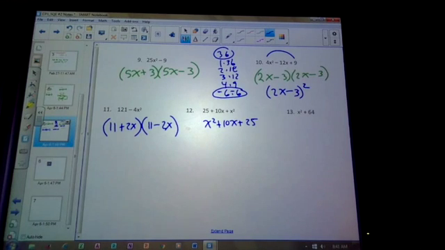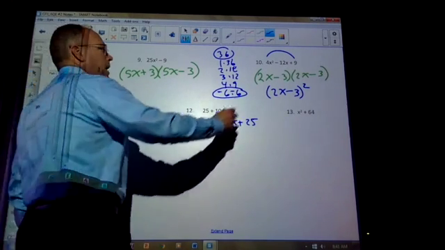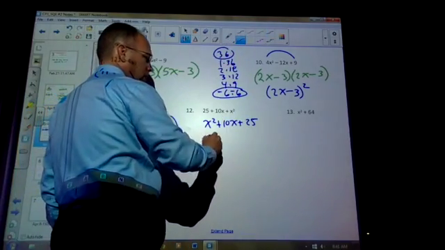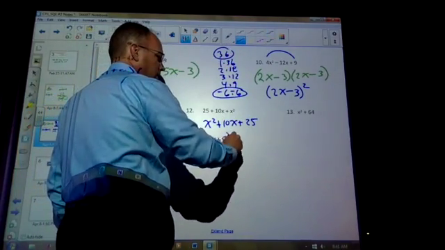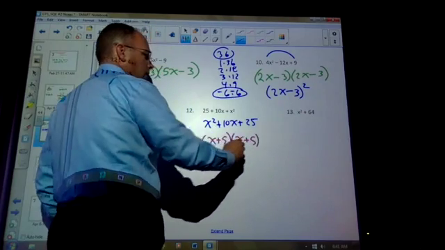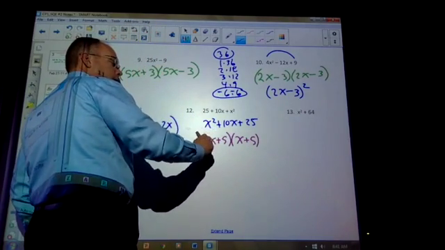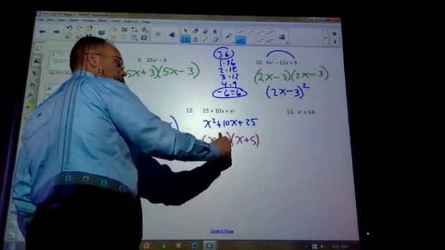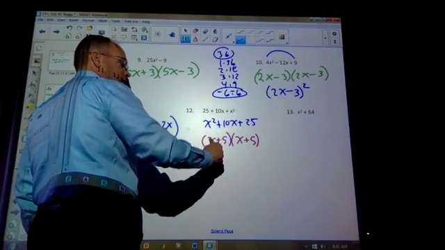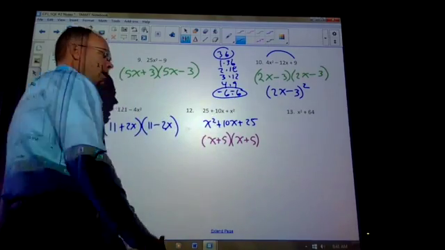My first term's a perfect square. My last term's a perfect square. It is very possible this will be x plus 5, x plus 5. Well, let's see if that actually does work. X times x, x squared. Plus 5x plus 5x is 10x. 5 times 5 is 25. Cool. Yeah, it does work.